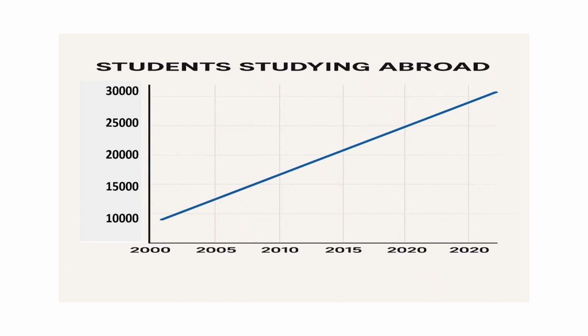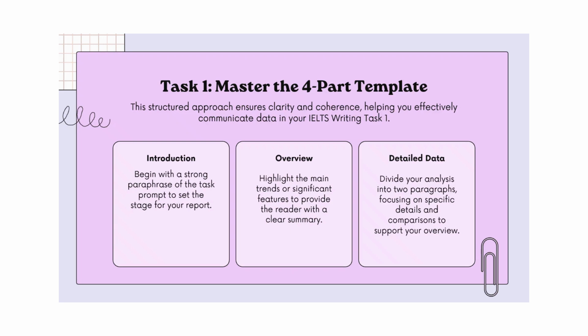For paragraphs 3 and 4, the details. Now you add the numbers. You could say, "In 2000, the figure stood at approximately 5,000, but this rose sharply to 20,000 by 2010." In the next paragraph, you could detail the final years. This proves your task achievement and shows your lexical resource by using words like approximately and sharply.